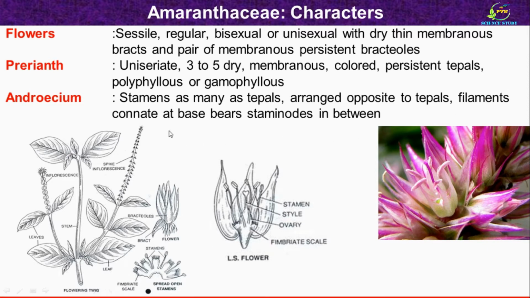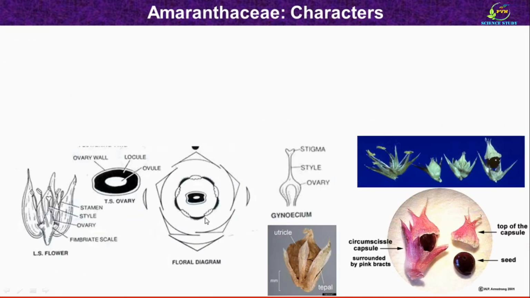The filaments are connate at the base and bear staminodes in between. Sometimes staminodes are also present, while the filaments are connate at the base, as you can see here. Then this was regarding flower, perianth and androecium. Now we will see further other floral whorls. These are some of the photographs and sketches explaining the floral characters of Amaranthaceae family.